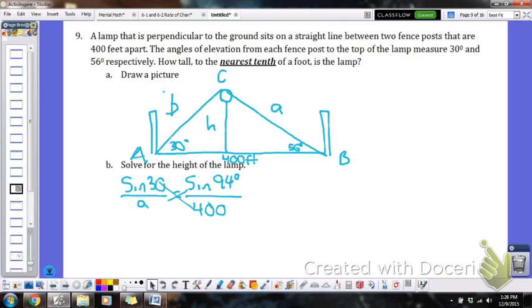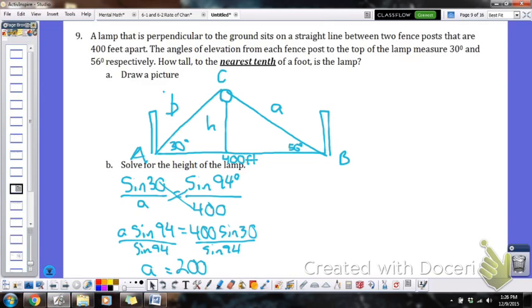I have a times the sine of 94 equal to 400 times the sine of 30. Divide both sides by the sine of 94. And I get a is equal to 200.5 feet. So I know little a is 200.5 feet.